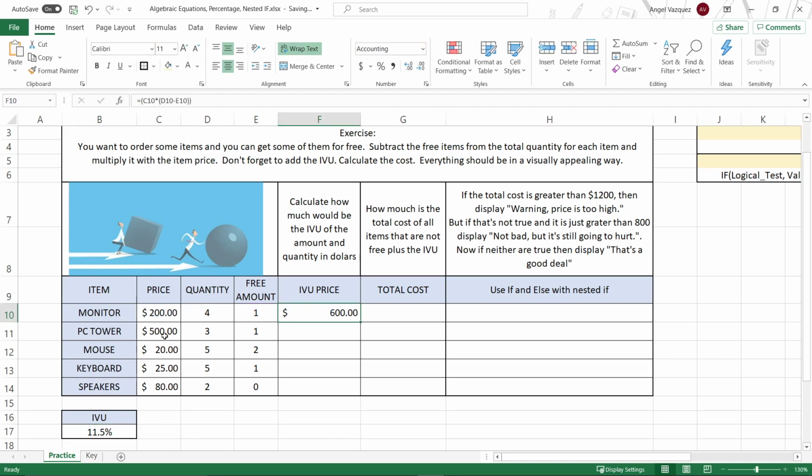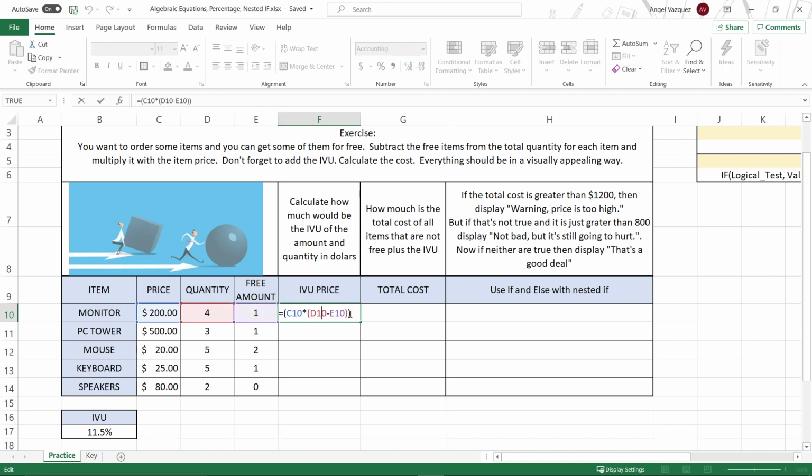Alright, so right now we have 3, 4 minus 1 equals 3 times 200, and that would equal 600, right? So let's now multiply by 11.5, which would tell us, instead of the total price of the items, the total EVU for all those items.